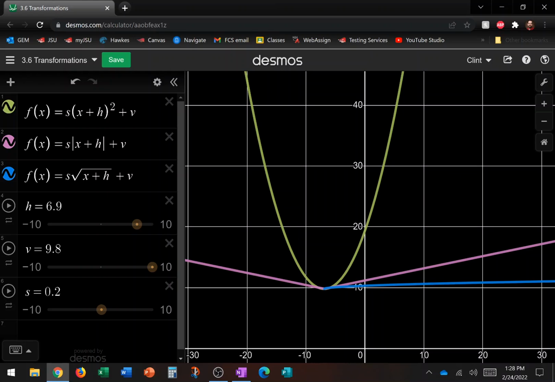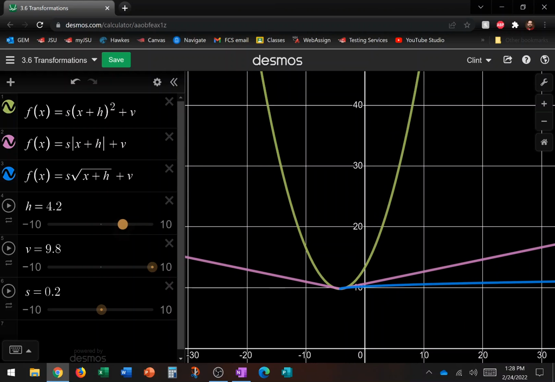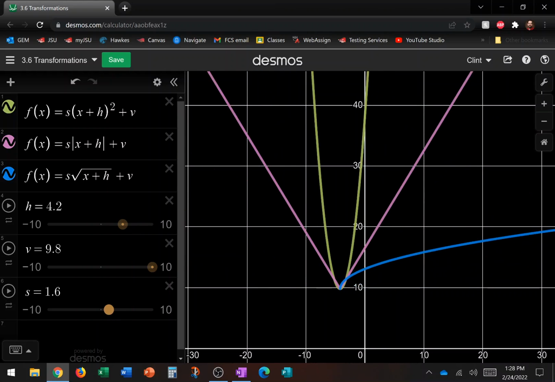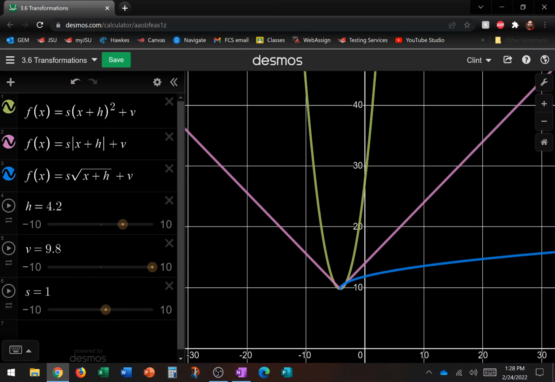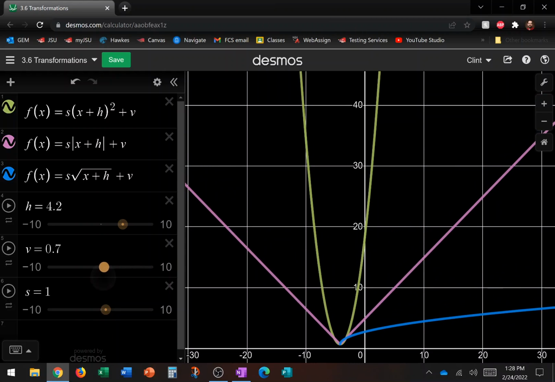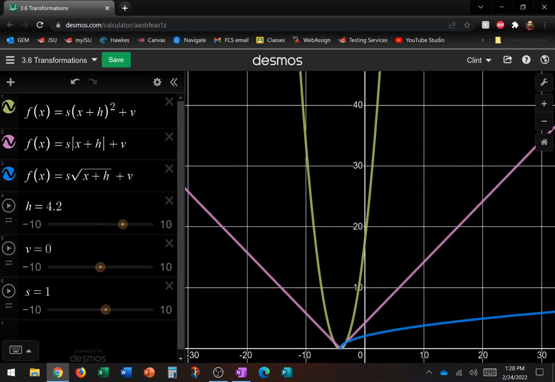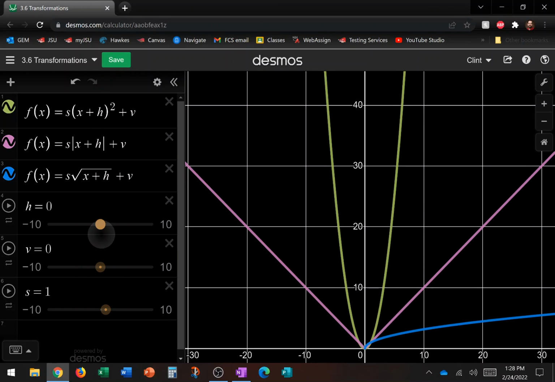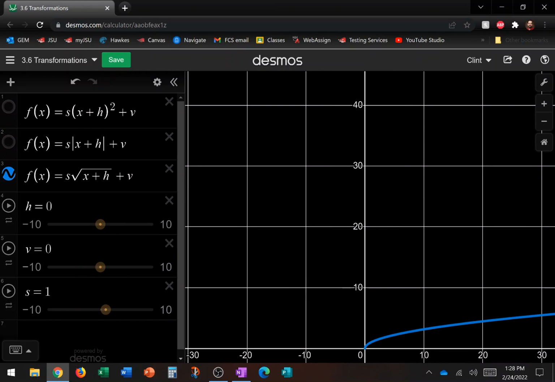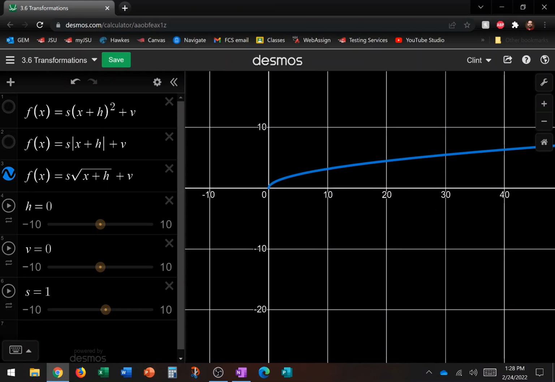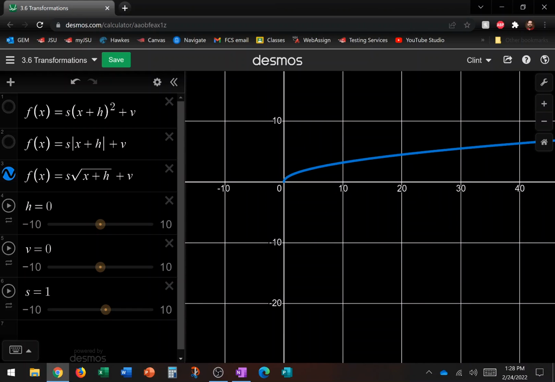And then of course we can do multiple things, right? We can move it and reflect it also. So let me look at the reflections here. Okay. So if we want to do a reflection, let's just look at square root, because it's one where we can see both kinds of reflections.